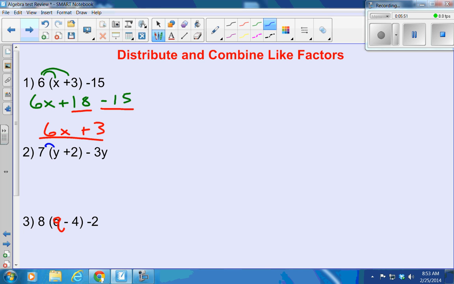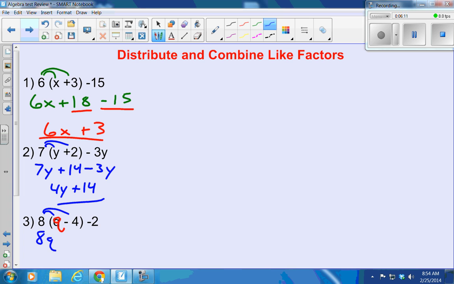For number 2, distribute that 7. 7y plus 14 minus 3y. 7y minus 3y is 4y plus 14. That is my answer. Distributing this out, I have 8q, and it's important to know your sign.